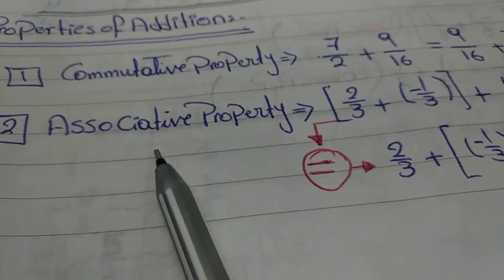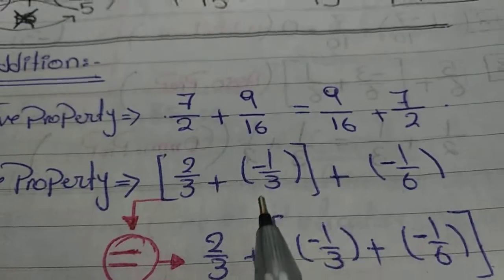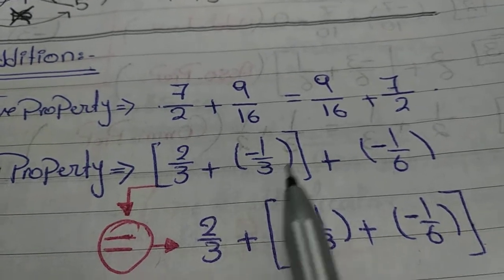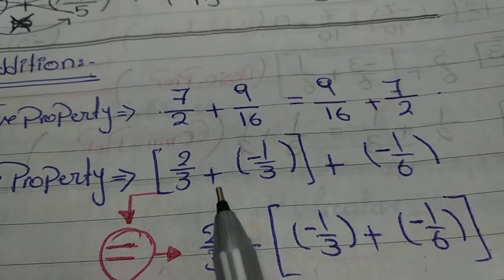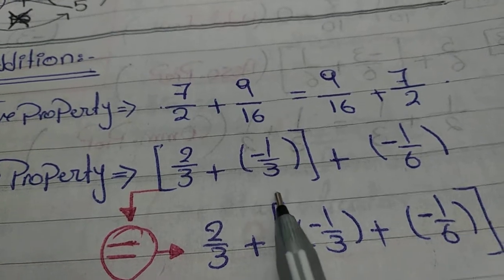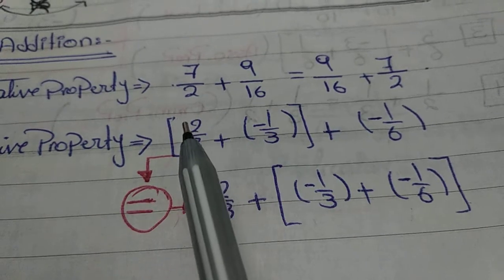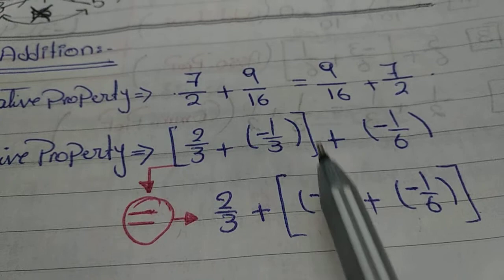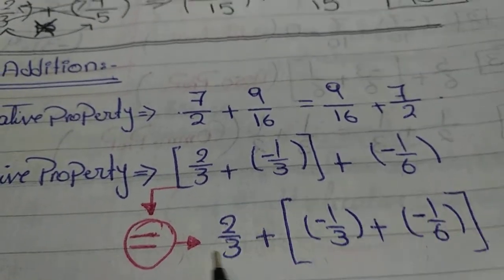Number 2, associative property. I can use the associative property if I have more than 2 rational numbers added to each other. If I have 3 rational numbers added to each other or more. For example, if I have 2 over 3 plus negative 1 over 3 plus negative 1 over 6, I can take 2 over 3 and negative 1 over 3 together in a bracket and add to each other. Then add the answer to negative 1 over 6.